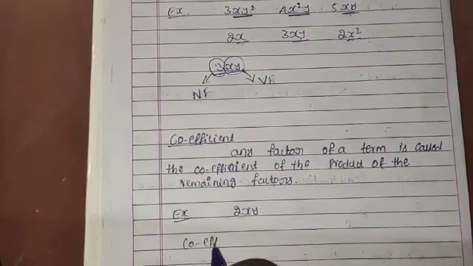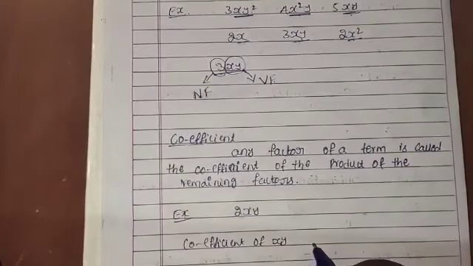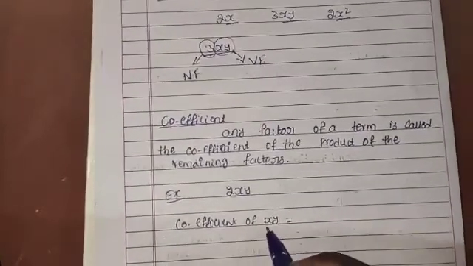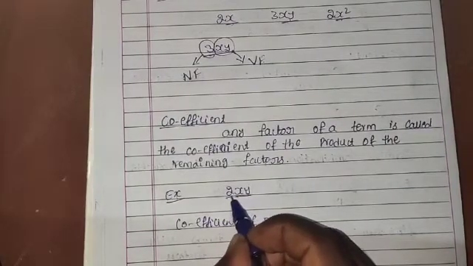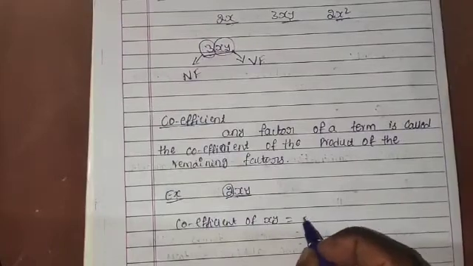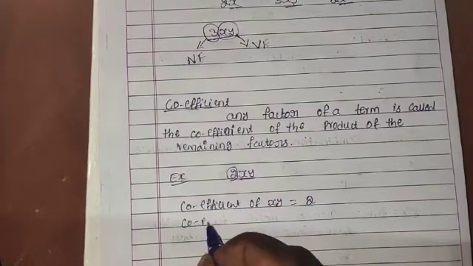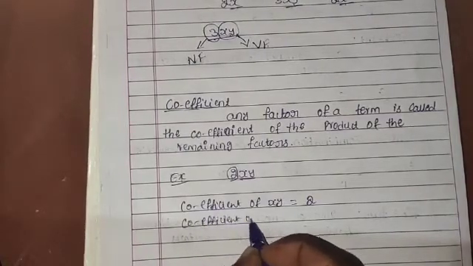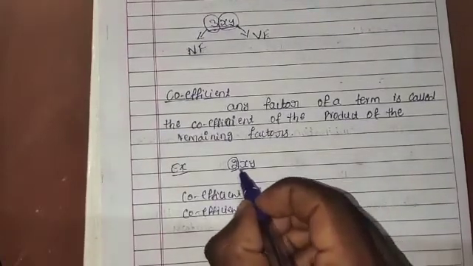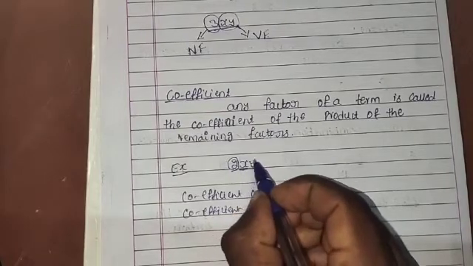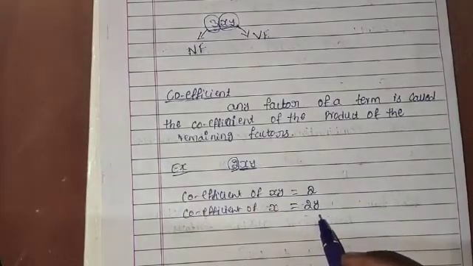Now the coefficient of xy means except xy, the remaining factor is 2, so the coefficient of xy is 2. Now we have to find out the coefficient of x only, which means except x, the remaining factors are 2 and y. It means 2y is the coefficient of x.